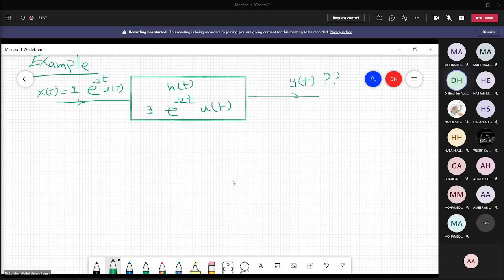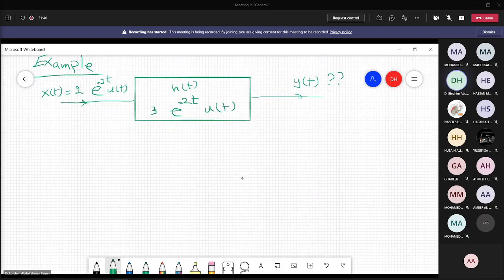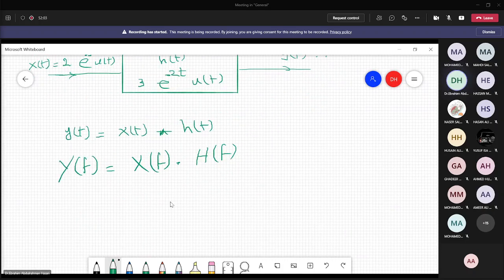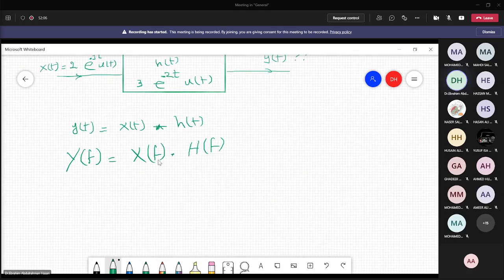An alternative way is to use the frequency domain. So y(t) is equal to x(t) in the time domain convolved with h(t). But in the frequency domain, Y(f) is equal to X(f) multiplied by H(f). All you need now is to change this one to the frequency domain, change this one to the frequency domain, then multiply them.